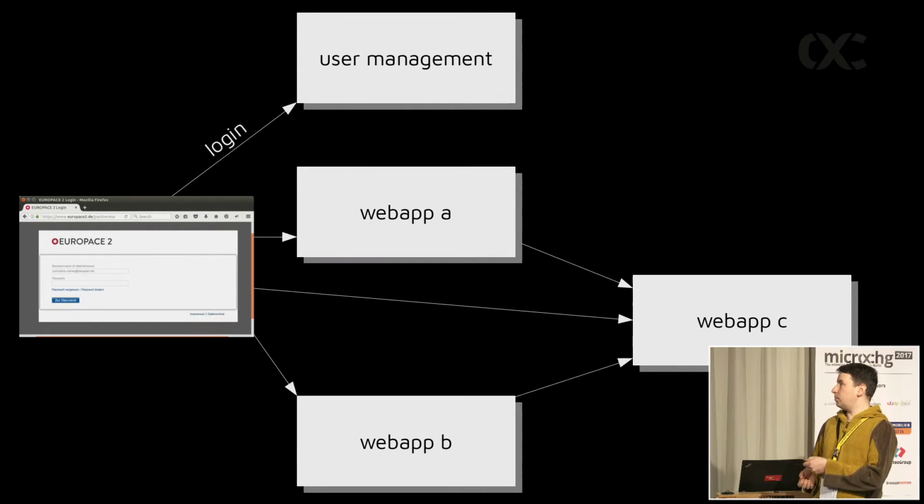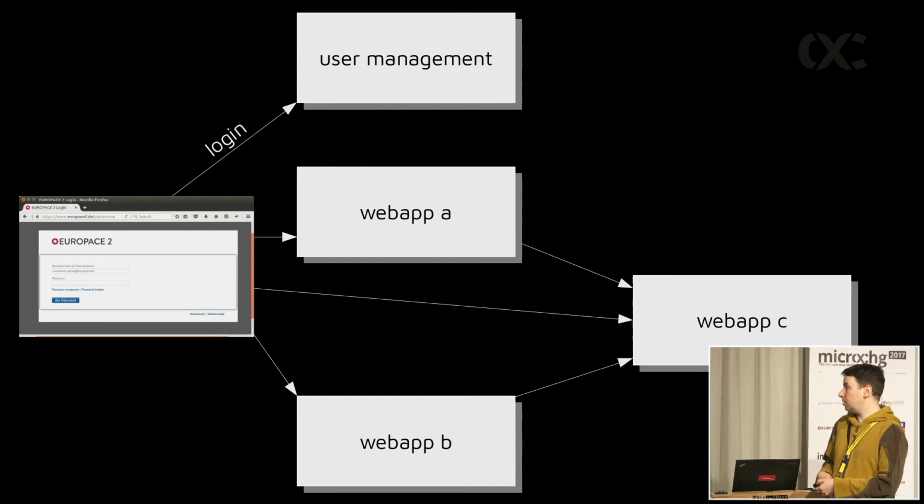When the user does a login now, it sends its username and password to the user management. User management creates the JWT token and signs the JWT token with its own private key. It returns the JWT token to the browser, and the JWT token is put in the browser's cookies.